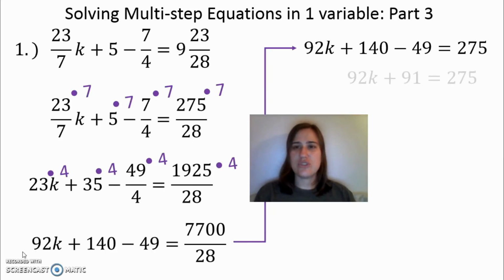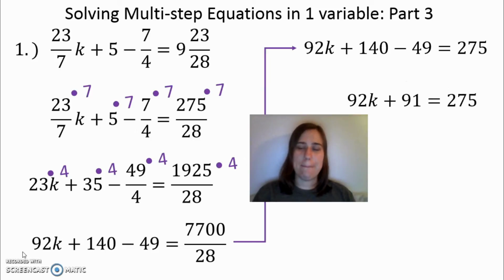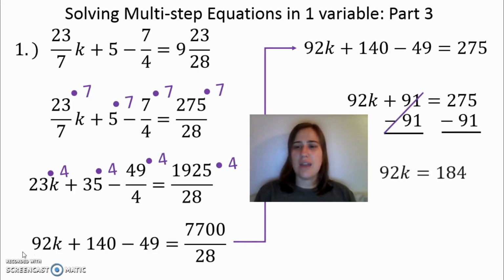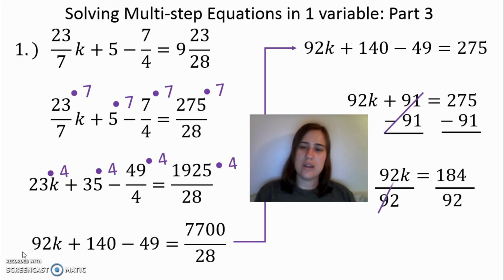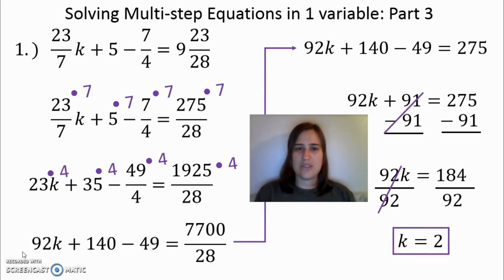So we have these two constants that we can combine. That 140 minus 49, and that equals 91. And now it's just a two-step problem, so it's way easier now. So we're going to subtract 91, and we're going to divide 92, and k is 2. So that was a wicked problem. And the next one's going to be just a little bit harder. But it's totally doable because we can just kill off the fractions.